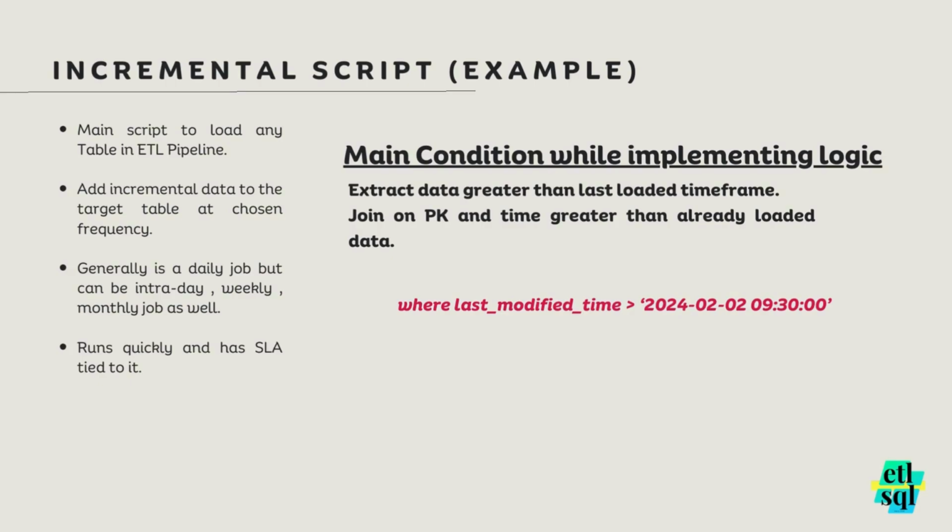So the main conditions are you will apply some condition on a time frame to extract data from the source into the staging table, and then staging will do a join with the target table to see what data is already present and what is new, and then you will load only the new data into the target table.